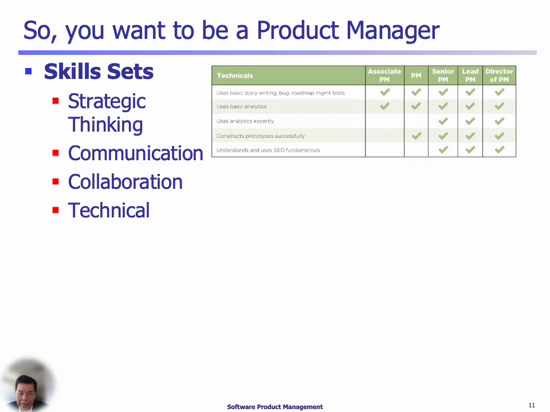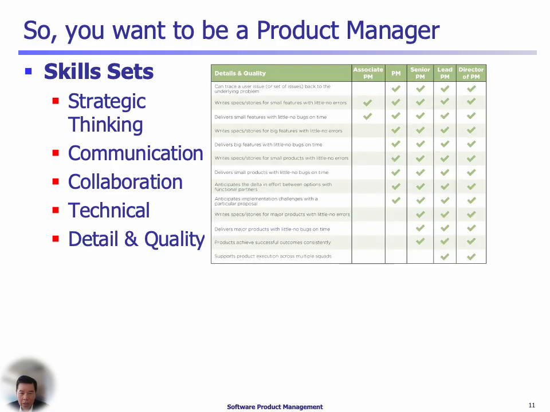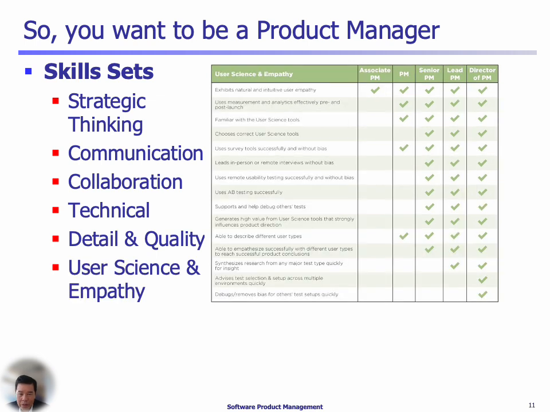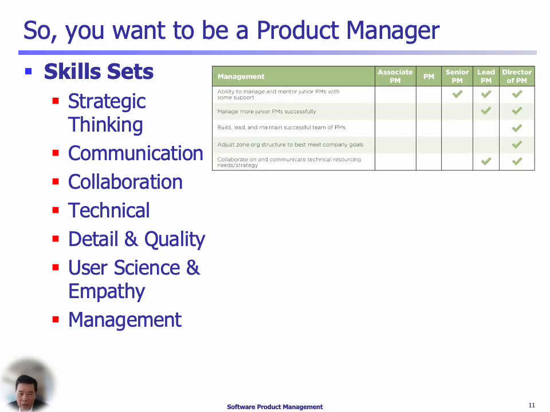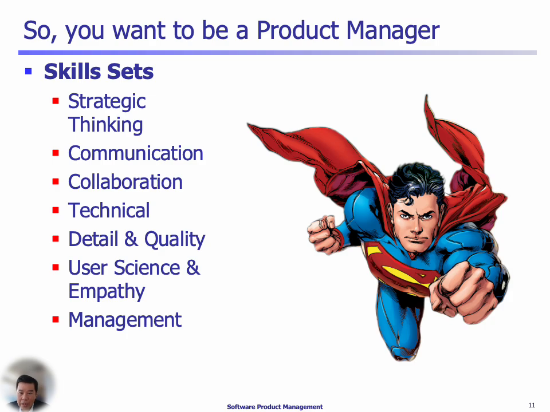You need to understand technical details in different parts of the company. You need to pay attention to different details and maintain quality, as well as be able to empathize and do user research, or at least understand how these are done. You need to understand management. That means communicating with other managers as well as managing your own resource. As you can see, there is a lot of skill sets required of a product manager. It essentially needs to be a Superman.